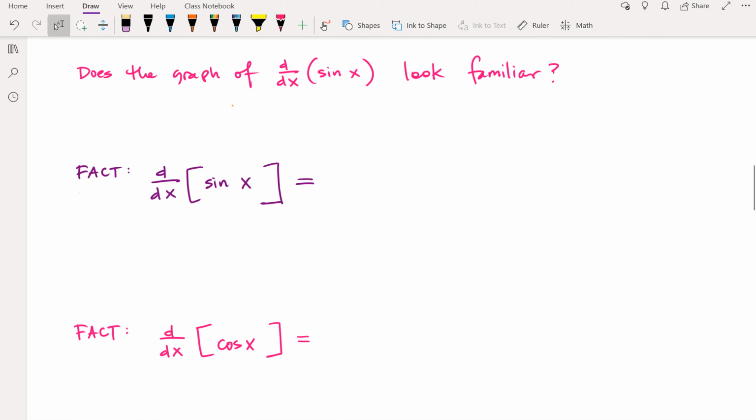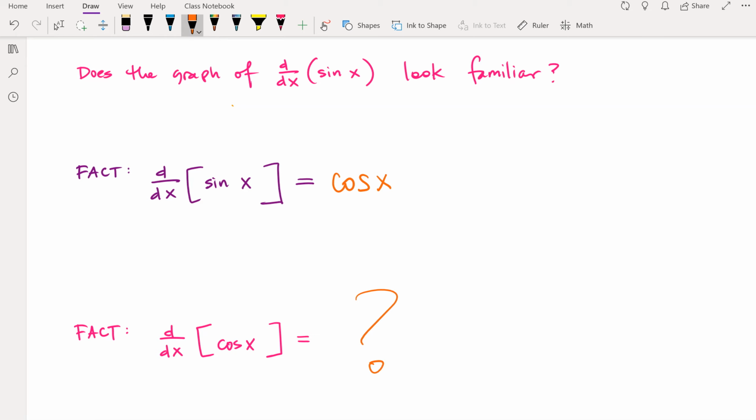Are we ready to take some notes? The derivative of sine of x equals cosine of x. The derivative of sine is cosine. You could put cosine in parentheses, I don't like to have it in parentheses. I'm just going to put it like this: cosine x.